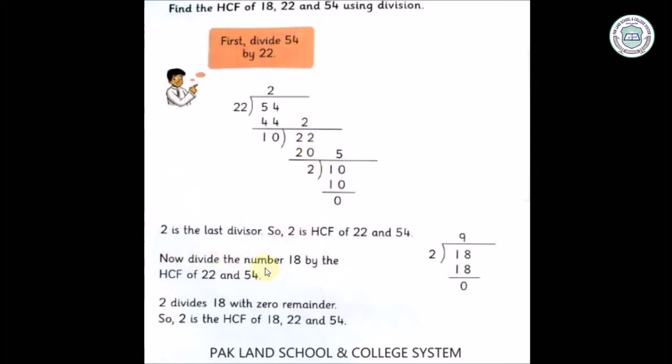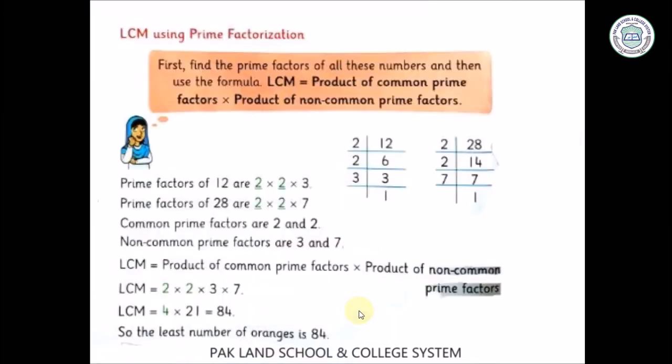Now divide the number 18, which is the last number in the question, by the HCF of 22 and 54, which is 2. So 2 9s are 18, give us 0. 2 divides 18 with 0 remainder. So 2 is the HCF of 18, 22 and 54. This method is called division method.